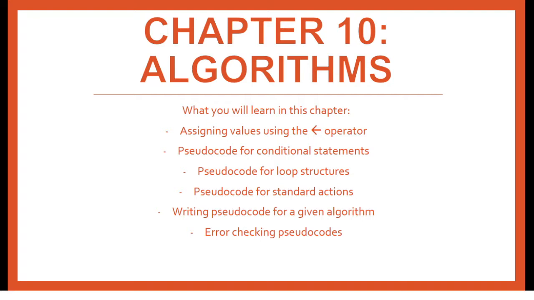In this chapter, you will learn about assigning values using the arrow operator, pseudocode for conditional statements, pseudocode for loop structures, pseudocode for standard actions, writing pseudocode for a given algorithm, and error checking pseudocodes.